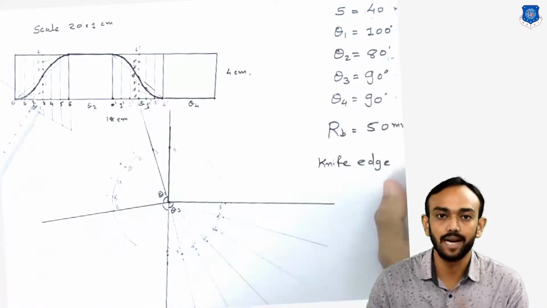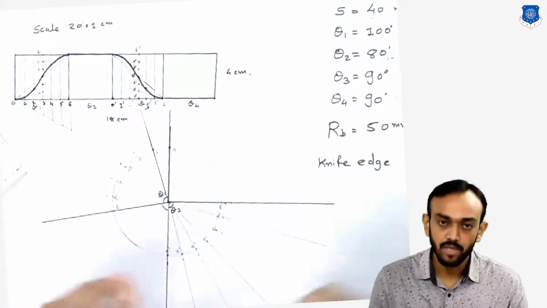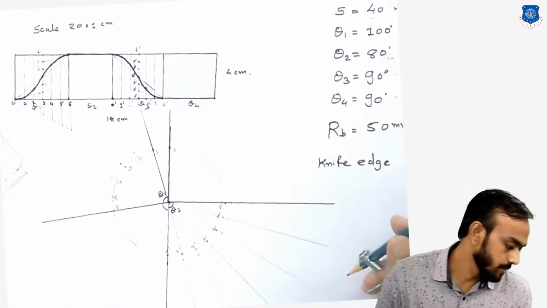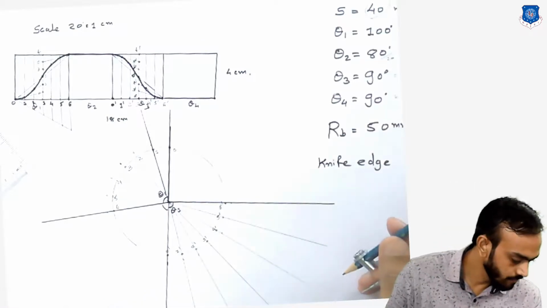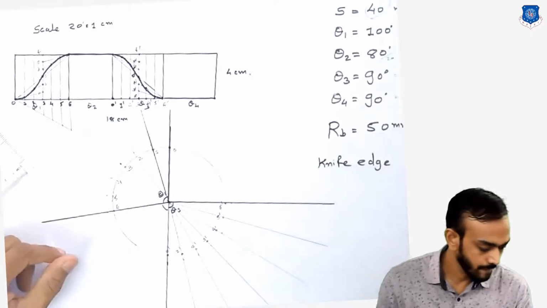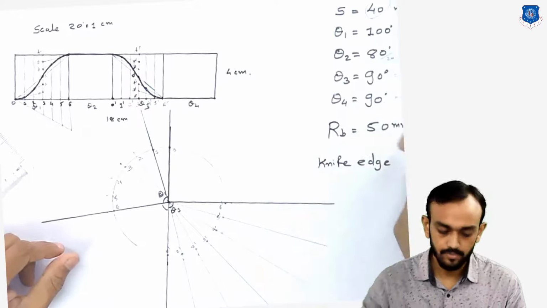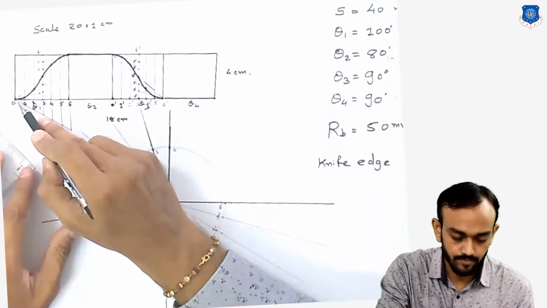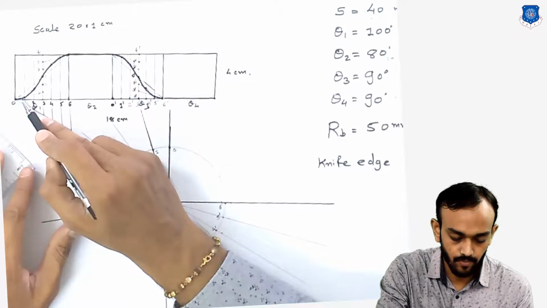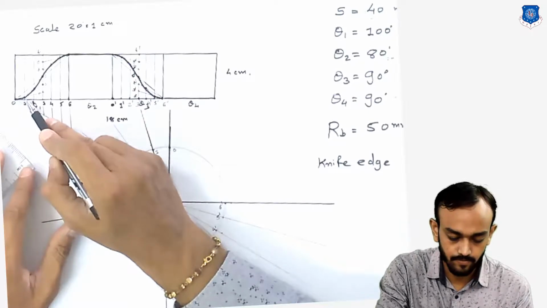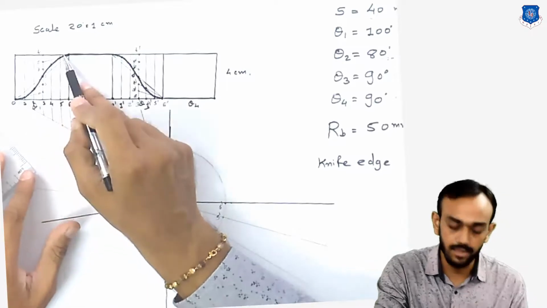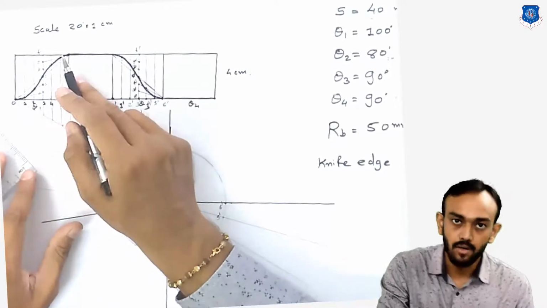Now let's start drawing the cam profile. So first of all, as you can see here, this curve we have obtained here for the rise, for acceleration.